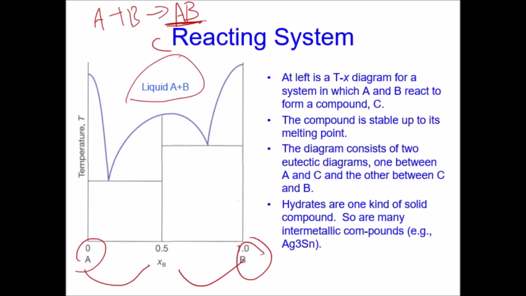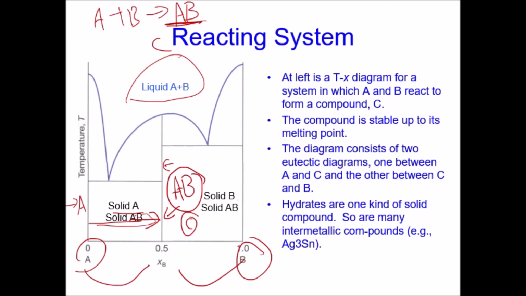Okay, and at a very low temperature on the left side, you have two phases. This line is AB, the product, or sometimes we just write C. On the left side is A, so you see two solids: solid A and solid AB. And the right side is solid B and solid AB.